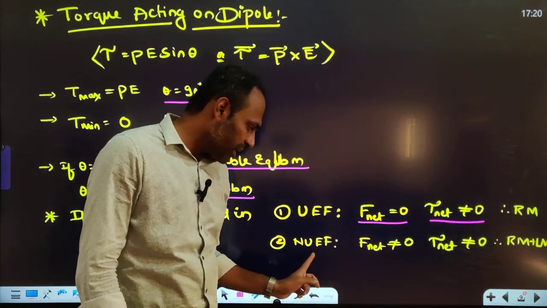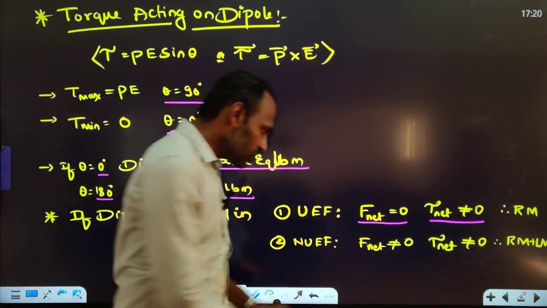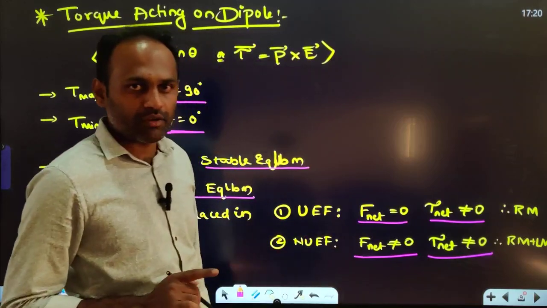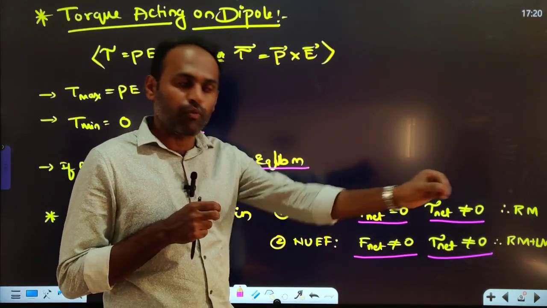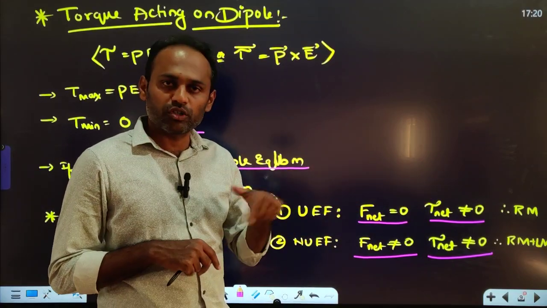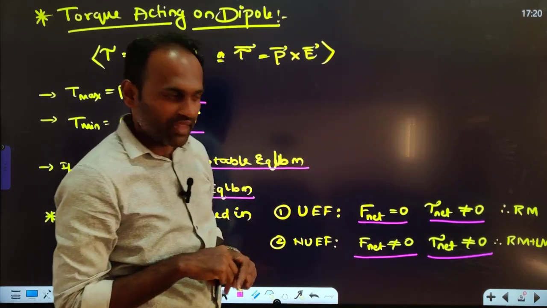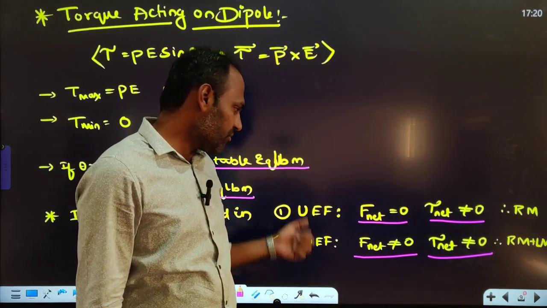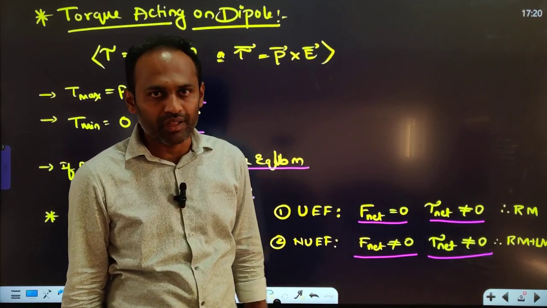If the dipole is placed in a non-uniform electric field, the net force will also be acting, net force is not 0, and torque will also be acting, torque is not 0. Both act. Due to net force, it has to move from one point to another because force is responsible for rectilinear motion. Due to torque, it has to rotate because torque is responsible for rotational motion. So it will rotate as well as move from one point to another. So in a non-uniform electric field you see rotational motion plus linear motion, whereas in a uniform electric field you get only rotation, and it will not get displaced from one point to another, right?